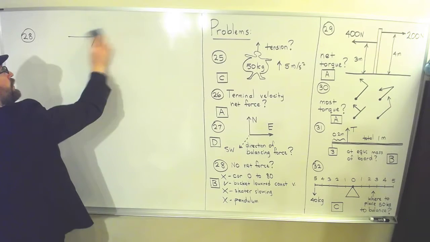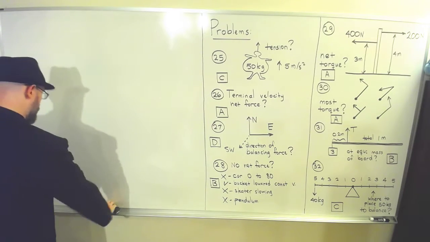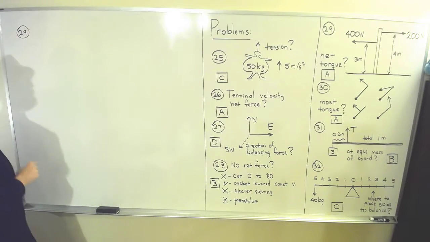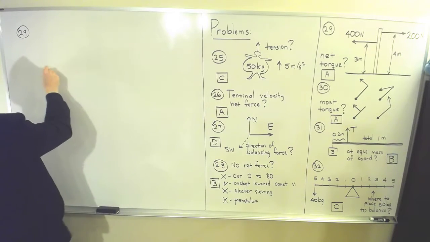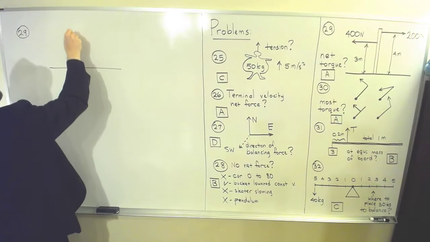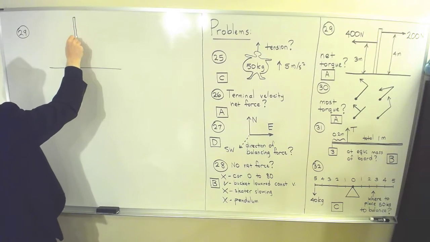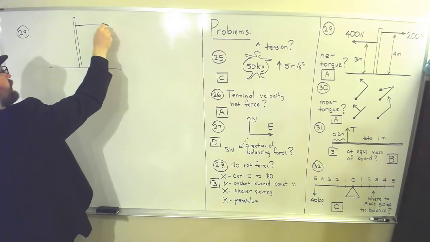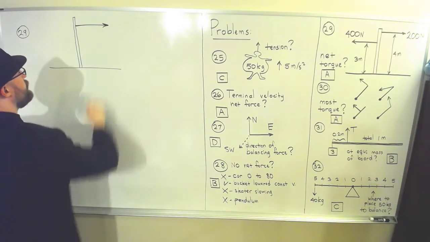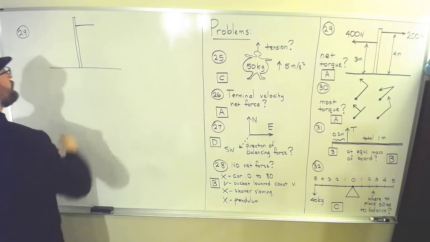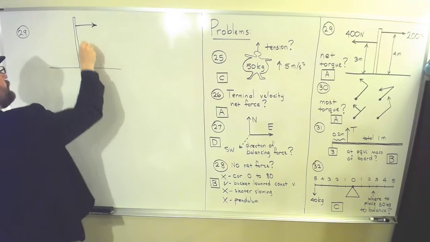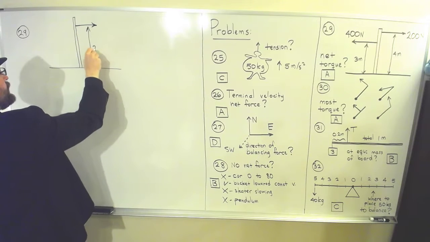Okay, so let's move on to 29. What this one says is that I have a utility pole, like a telephone pole or something, and it has some lines attached to it, and they have tension in them. In particular, let me draw that a little bit shorter. In particular, you have a line that's up a distance of 4 meters.